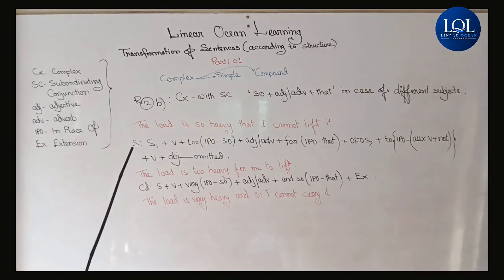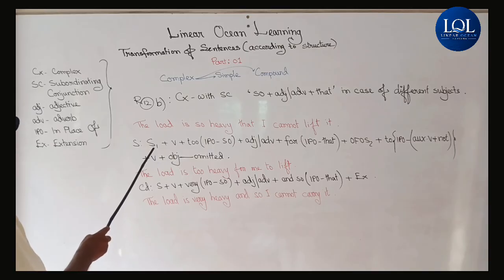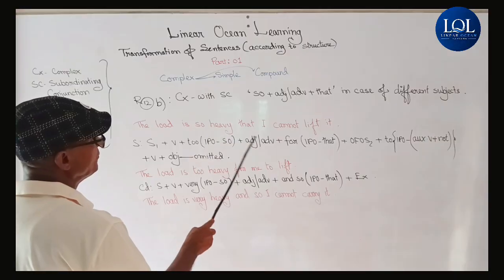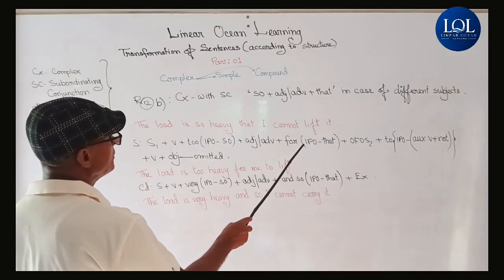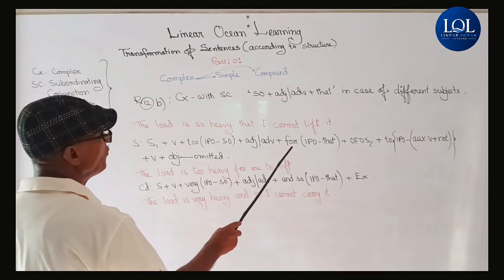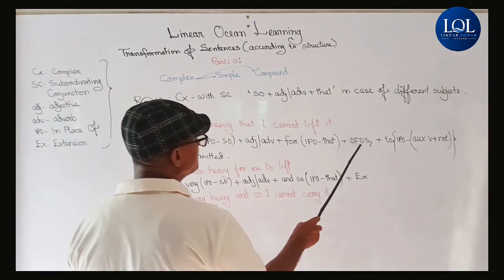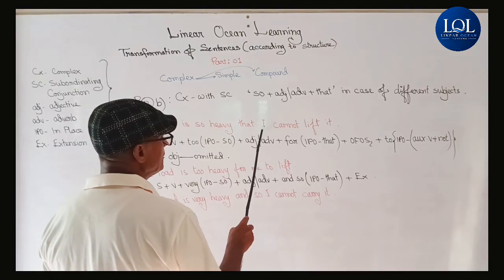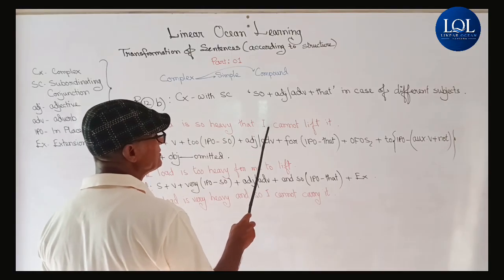To make it simple, we have to follow this structure. Subject 1 plus verb is, to IPO so, that means in place of so we have to write to, plus adjective or adverb, plus for in place of that. In place of that we have to write for plus objective form of subject 2. Here subject 2 is I and the objective form of I is me.